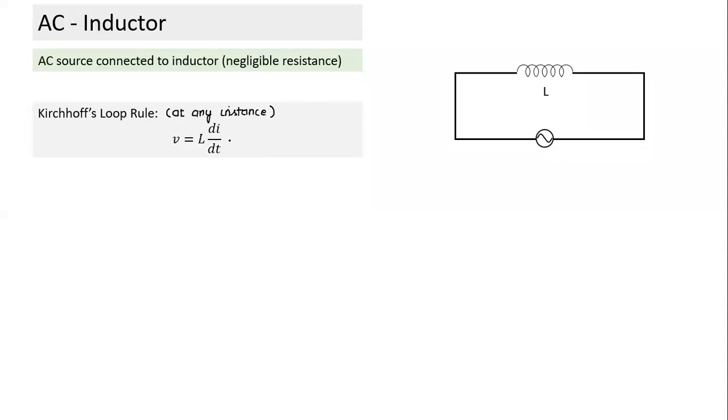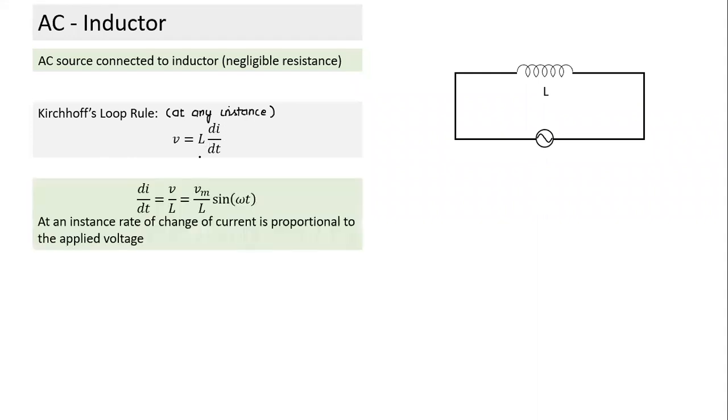What are we interested in? If an EMF is applied, which is in the form of AC, what kind of current will flow through the circuit? Our aim is to find the current here. Given this equation, how do you find the current? Pretty simple. We can find current through integration.